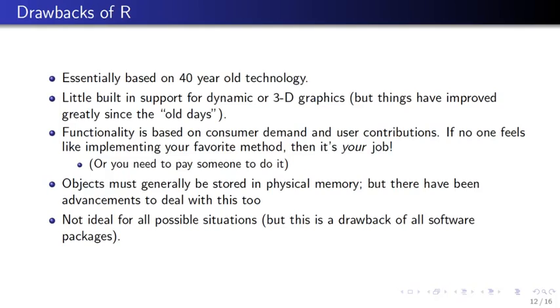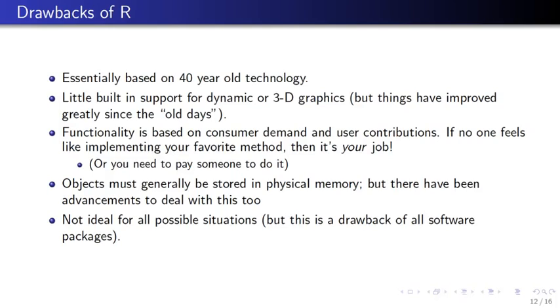Another drawback of R that I hear a lot about is that the functionality is based on consumer demand and basically user contributions. So if no one feels like implementing your favorite method, then that's your job to do. And so there's no corporation, there's no company that you can complain to, there's no helpline that you can call to demand a specific implementation or a specific feature. If the feature's not there, then you have to build it. Or at least you can pay someone to build it.